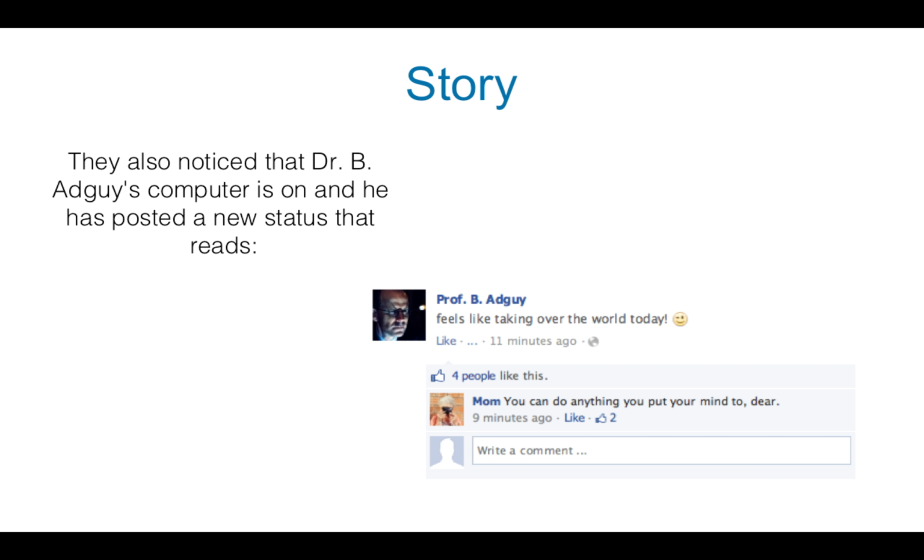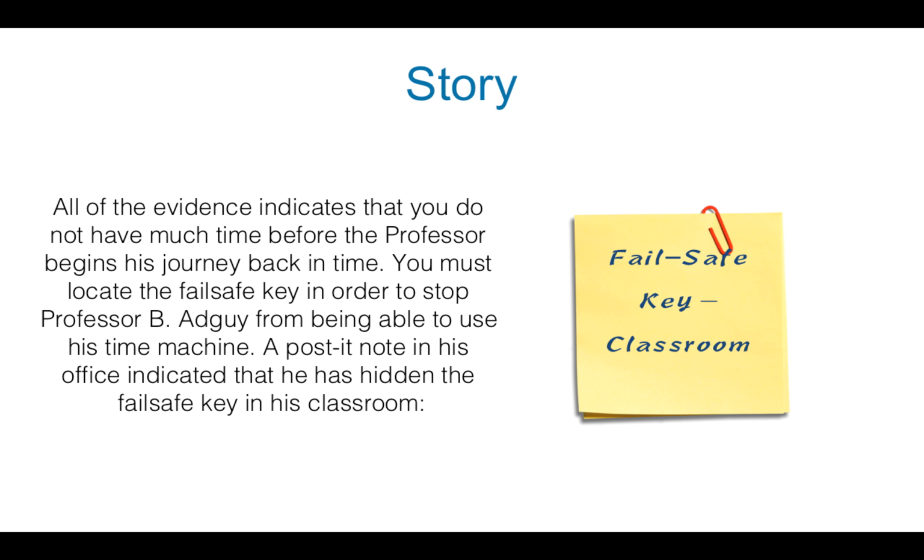They also noticed that Dr. B. Adguy's computer is on, and he has posted a new status that says that he is interested in taking over the world today. All of the evidence indicates that you do not have much time before the professor begins his journey back in time. You must locate the failsafe key in order to stop Professor B. Adguy from being able to use his time machine.